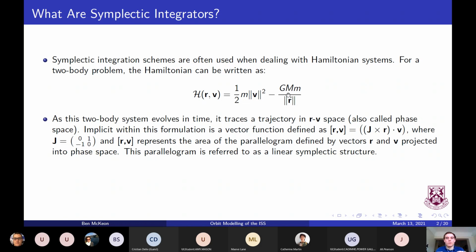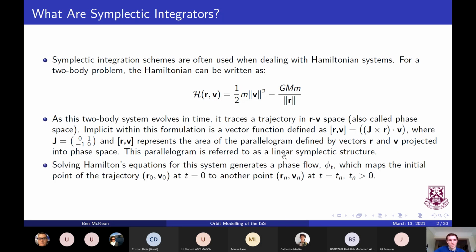So then what we find is if we were to plot this in RV space, which is essentially a diagram where we plot R versus V, you see that it's not immediately obvious, but there is this function here working away in the background. And basically at every point in space, for a different value of R and V, you have two different vectors that will be plotted in two different directions. And then these form a parallelogram. And this parallelogram is referred to as a linear symplectic structure.